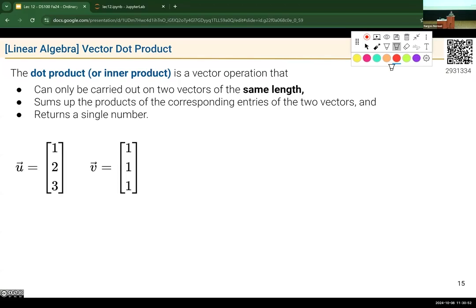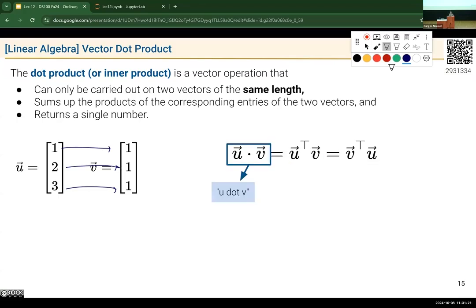So for example, in this case, if I have the two vectors u and v, each one of them three-dimensional, in order to calculate the dot product between these two vectors, I need to multiply corresponding elements, and then sum up all of those products, and it will give me a single value. I can also think about calculating the dot product between the vector v and vector u as transposing one of them and multiplying it with the other vector.